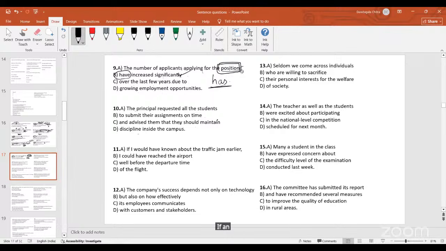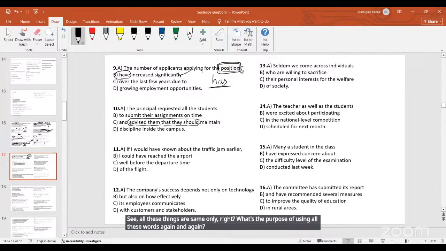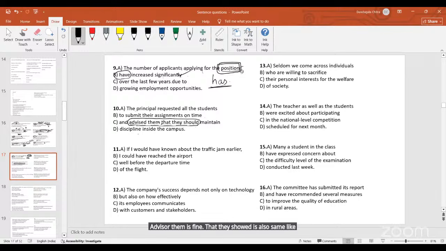One excessive word is there. You can find that. That they should, sir. And advised them to maintain. Right. So simply here, advised them that they should. See, all these things are the same only, right? What's the purpose of using all these words again and again? Advised them is fine. That they should is also the same as advised them only, right? So simply you can say advised them to maintain. Instead of using that they should, we can write to. So advised them to maintain discipline inside the campus. So answer is C.